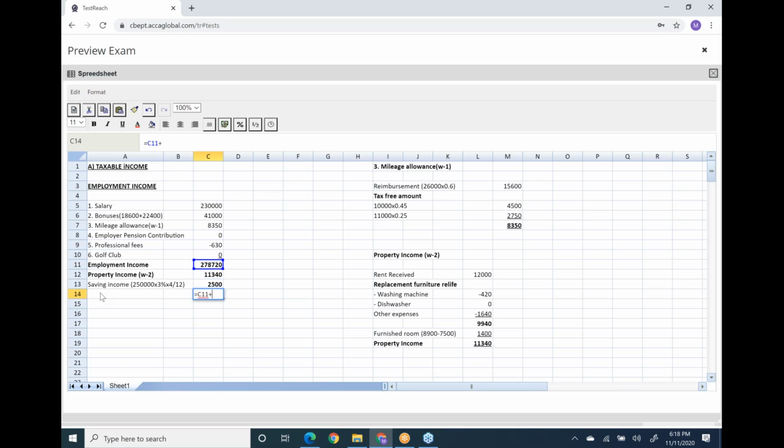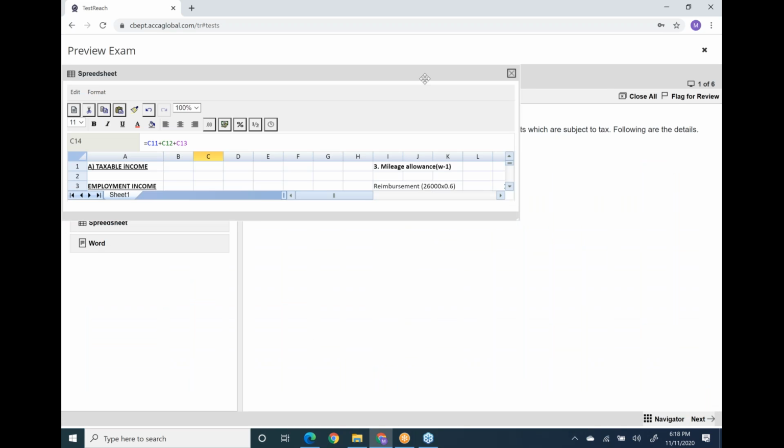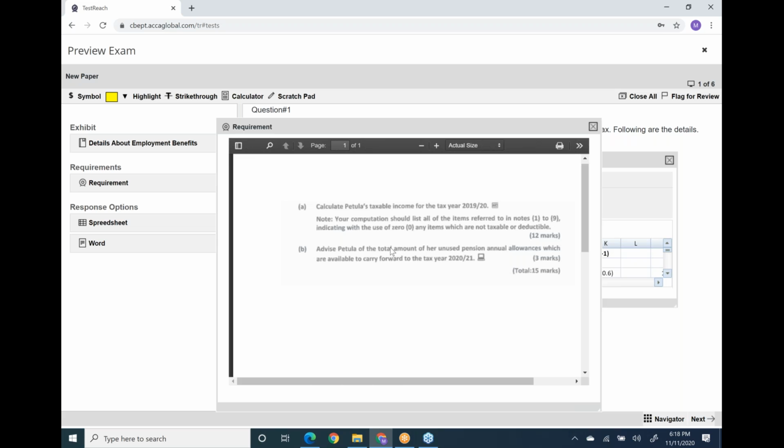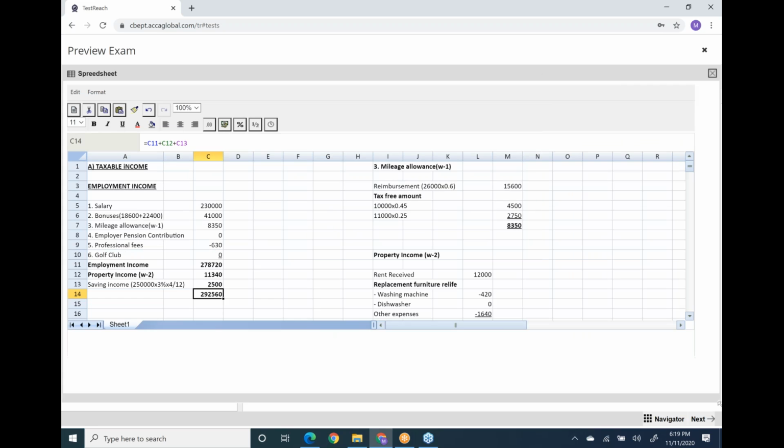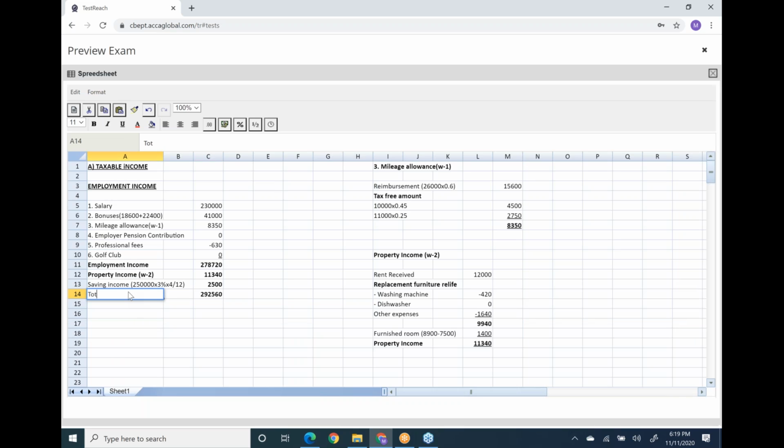Now read the requirement of the question. The requirement is to calculate Petula's taxable income. You know what taxable income is? Taxable income means after deducting the personal allowance. Now we are forgetting one thing. I hope you remember, we have added all the incomes. Look here, we have added all the income. From the total income we deduct qualifying interest. Read point number 5. There is a qualifying interest of 140 that needs to be subtracted from total income.